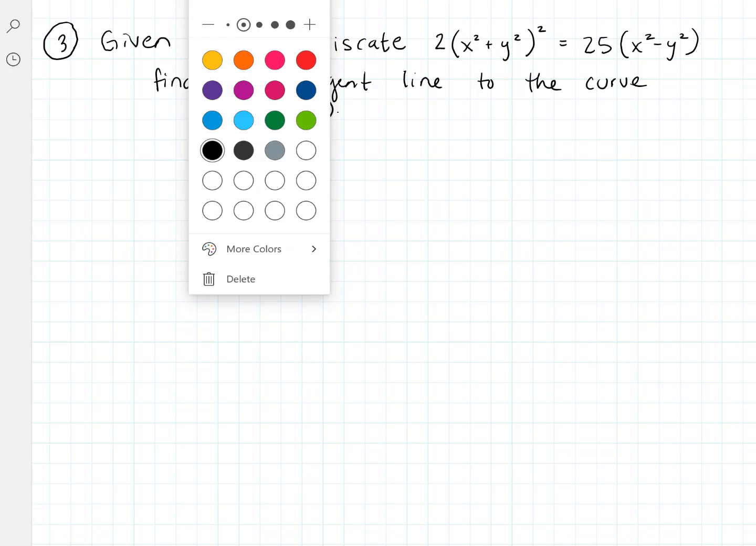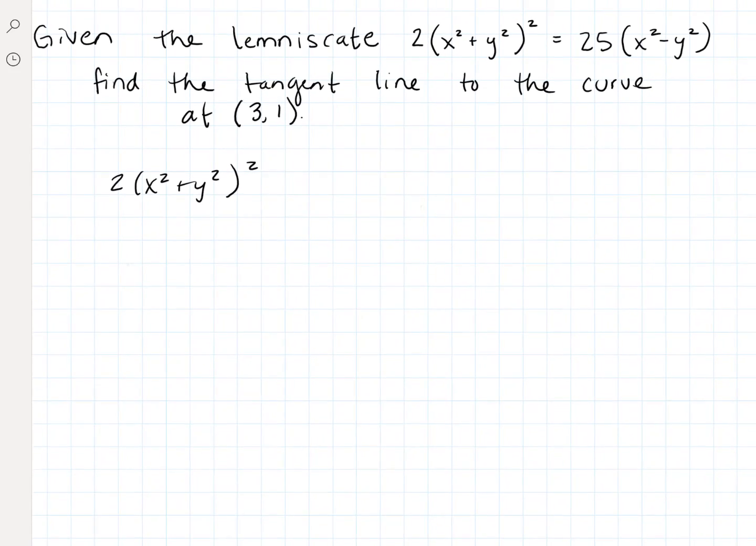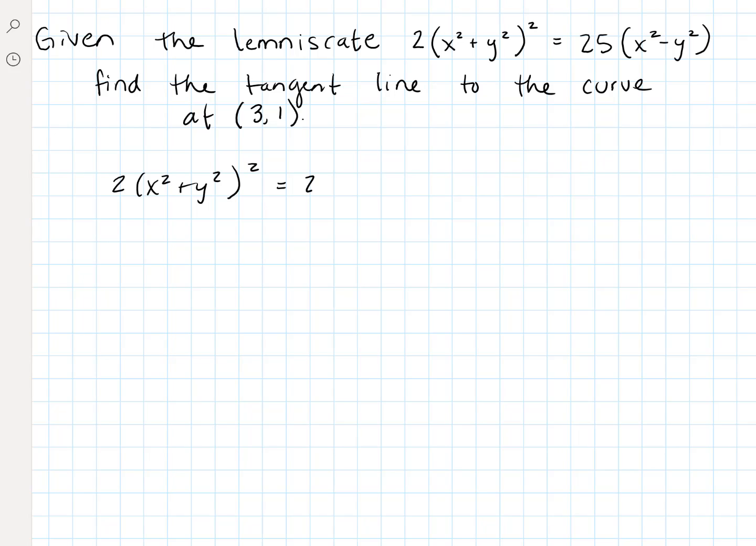So let's get in here and take the derivative of this: 2 times the quantity x squared plus y squared, squared, equals 25 times x squared minus y squared. And let's go ahead and distribute the 25, so that we have 25x squared minus 25y squared.